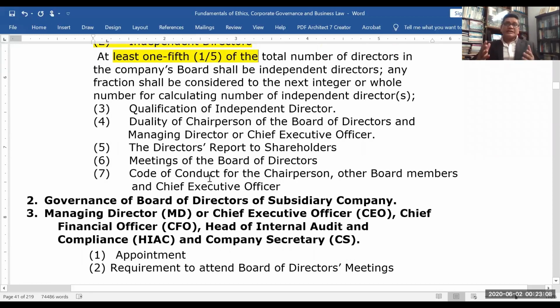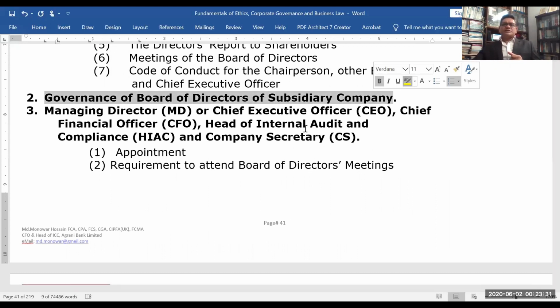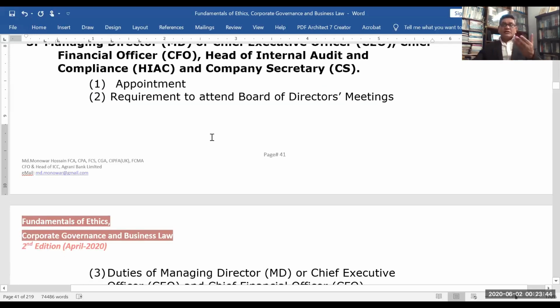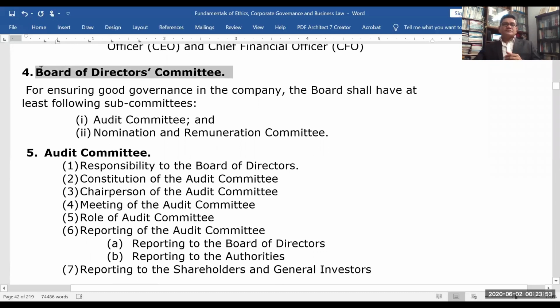And qualification of independent director, duty and chairperson of the board of directors and managing director or CEO, the director's report to shareholders, meeting of the board of directors, code of conduct for the chairperson, other board committee and chief executive officer. And then governance of board of directors subsidiary company. Number 3, managing director or CEO, chief financial officer, head of internal audit and compliance, and company secretary. How it happened and requirement to attend the board meeting, duty and responsibility, and board of directors committee.